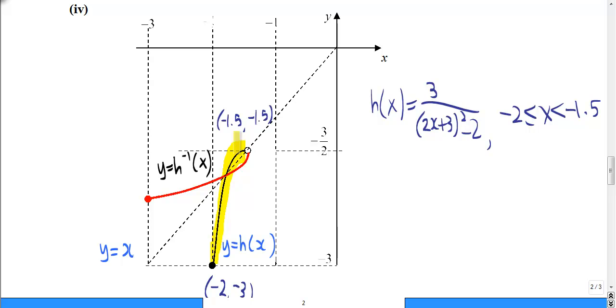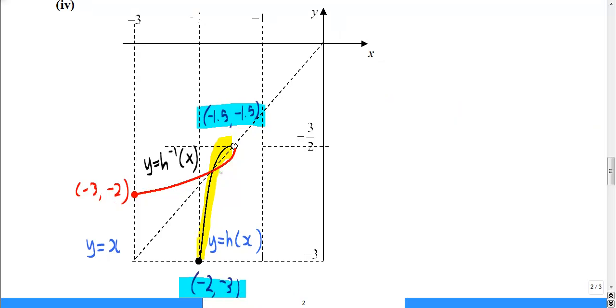So normally students also know how to sketch the graph of h inverse(x) by reflecting the original graph about the line y equals x. What students always miss out is the endpoints of the graph. So you can see you also need to reflect the endpoint. When you reflect the endpoint, you will get (negative 3, negative 2). And also, of course, when you reflect (negative 1.5, negative 1.5), it will still be the same in this case.